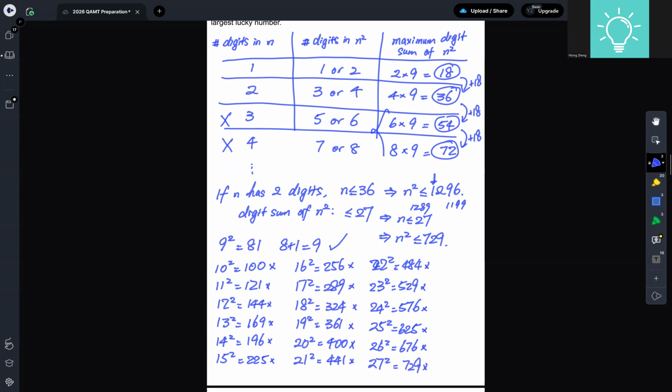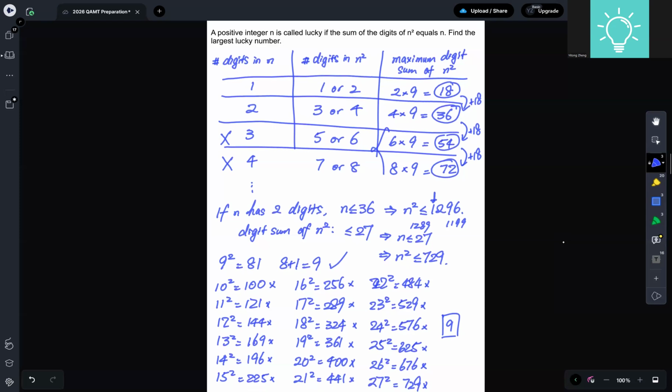Since n cannot be anything more than 27, we can say that the largest lucky number is 9, because if n is greater than 27, then the digit sum of n squared would have to be more than 27, which we've just proven doesn't work. So after testing 18 different numbers, we can see that there's nothing more than 9 that's lucky. And 9 is lucky because the sum of 8 and 1 is equal to 9. So the largest lucky number is 9. And we are done.